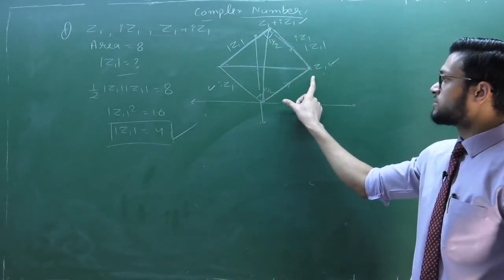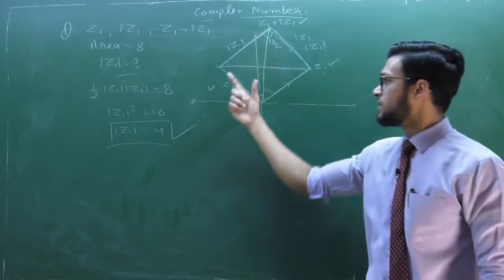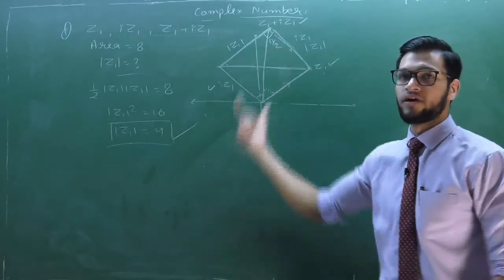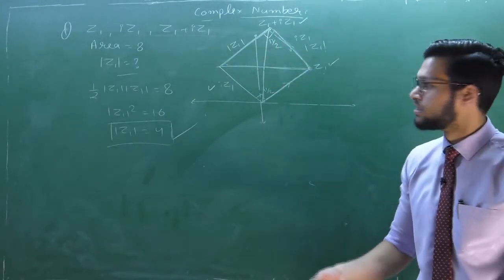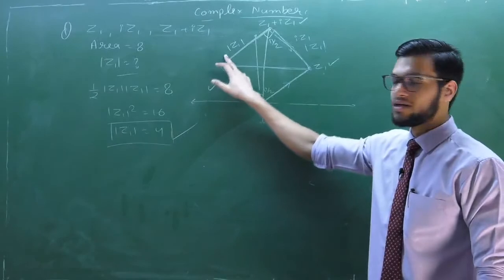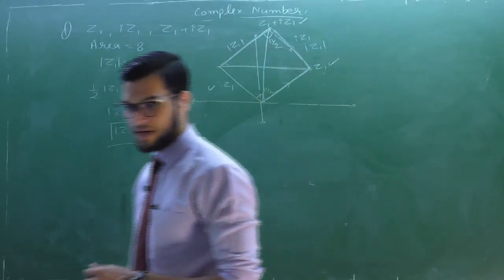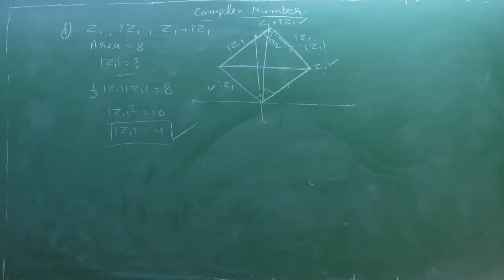And if this term is mod of z1, this is also mod of z1. If this term is iota z1, then this will equal mod of iota z1, which is also equal to mod of z1. So we have mod of z1 and a right angle triangle. So the area will be equal to half base multiplied by height, which is equal to 8. So now mod z1 square is equal to 16. It means mod z1 will be equal to 4. Guys, is it clear?